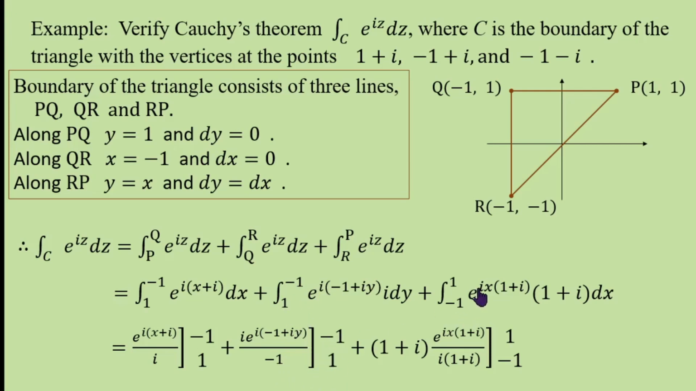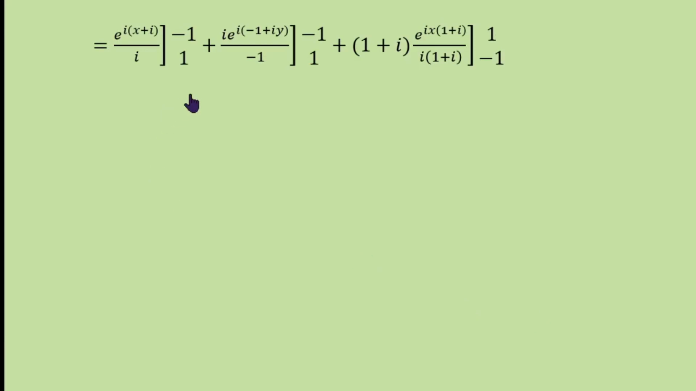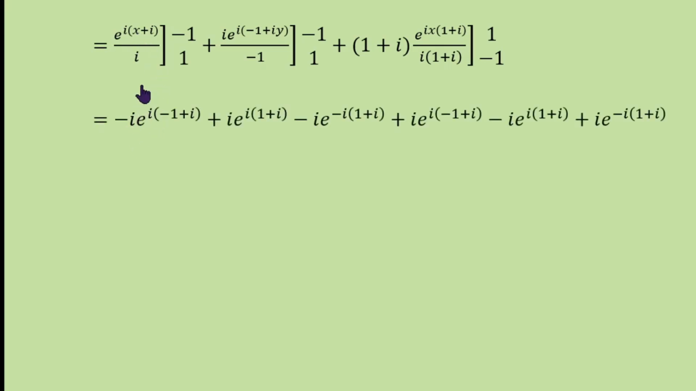And the last one is e power i x into 1 plus i; 1 plus i is a constant, take it outside, divided by the coefficient of x, which is i into 1 plus i. The limit is from minus 1 to 1. Now carefully apply these limits. The upper limit is minus 1 here, x is minus 1. Therefore, e power i into minus 1 plus i divided by i. So 1 by i is minus i. This is the upper limit, and the lower limit is 1.